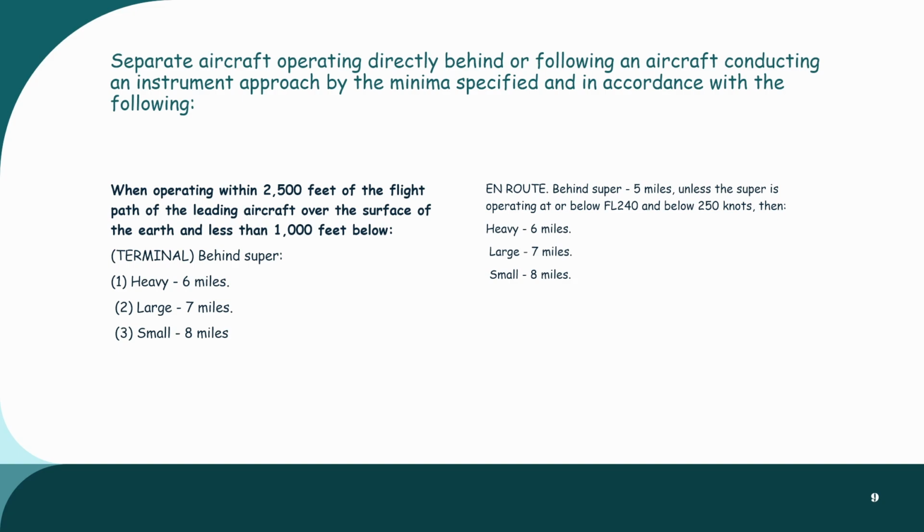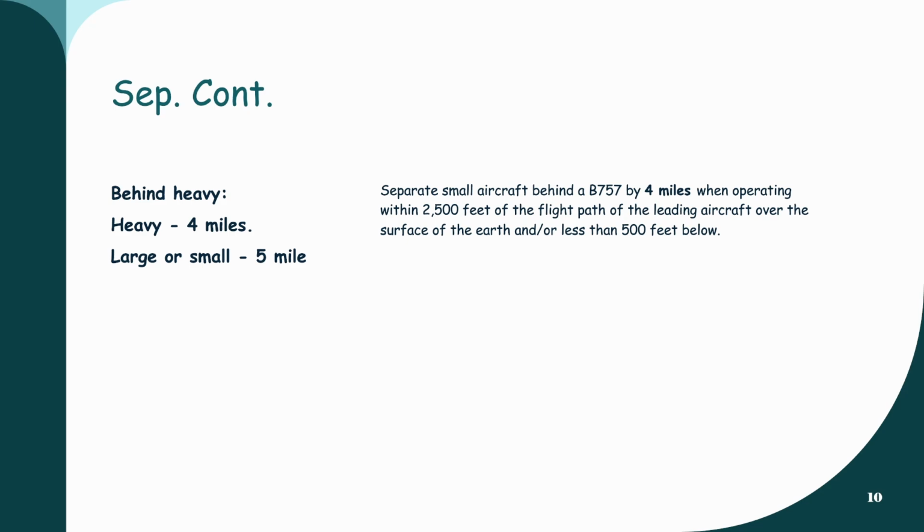Heavy behind the super 6 miles, large 7 miles, and small 8 miles. This is what we would actually deal with. And this was a heavy behind a heavy 4 miles, a large or small 5 miles. And you also have the separation for a small aircraft behind a B757, which is 4 miles.